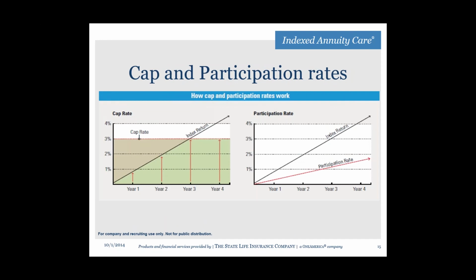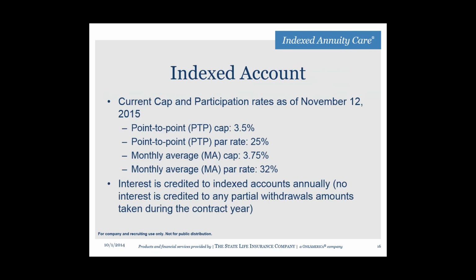We do not have a spread on this. There's no internal charges. What you see is what you get. So on the opposite side of the token, if the S&P was down 16%, you wouldn't lose anything. Your floor is 0. So that's kind of the whole goal here.